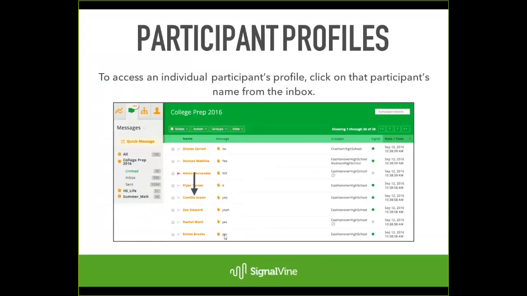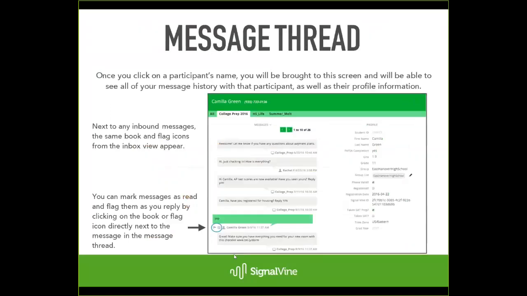To access an individual participant's profile, you can click on the participant's name from the inbox. So here, this Camilla Green, you just click on the name. And then once you click on their name, you're brought to this screen, which I'm sure you've seen a million times. So over here on the left is their message history, and on the right is their profile information. Also next to any inbound messages, you get the same book and flag icons. So you can mark messages read from here and also flag messages from here.